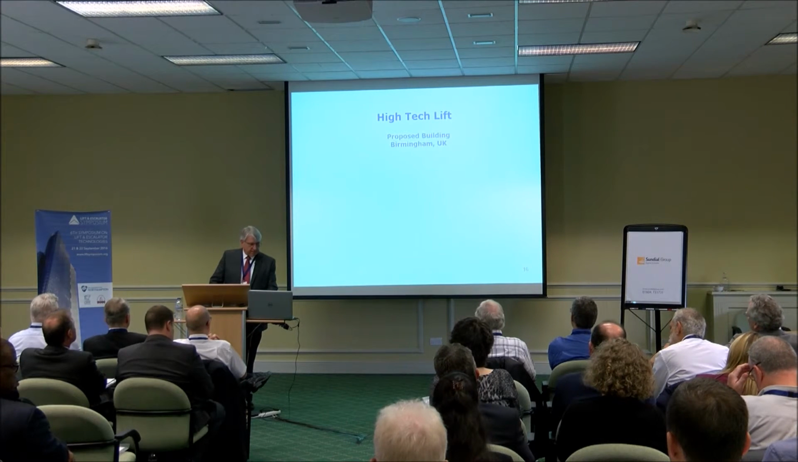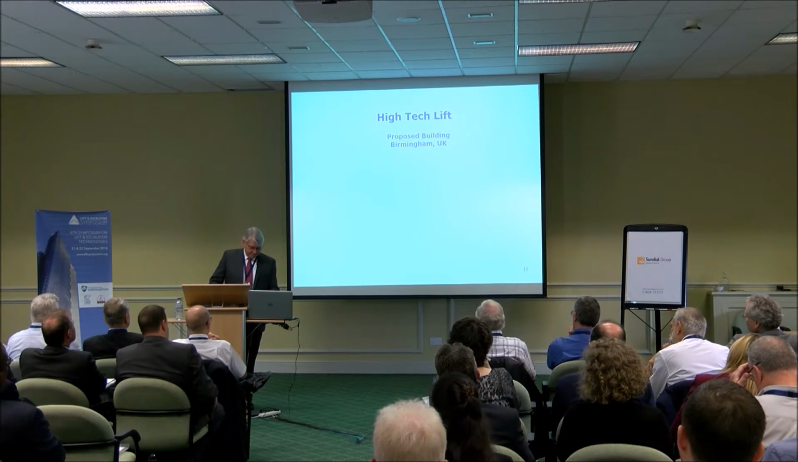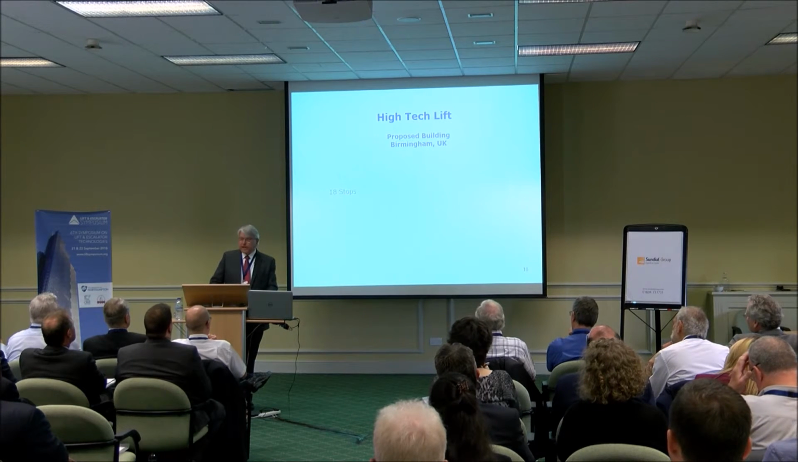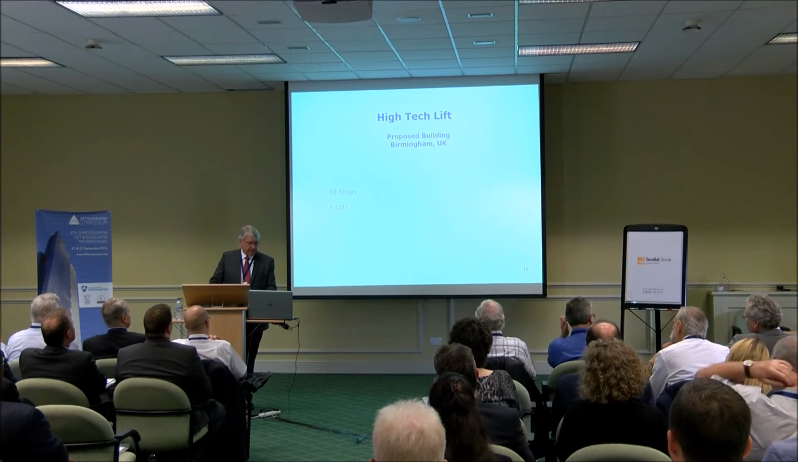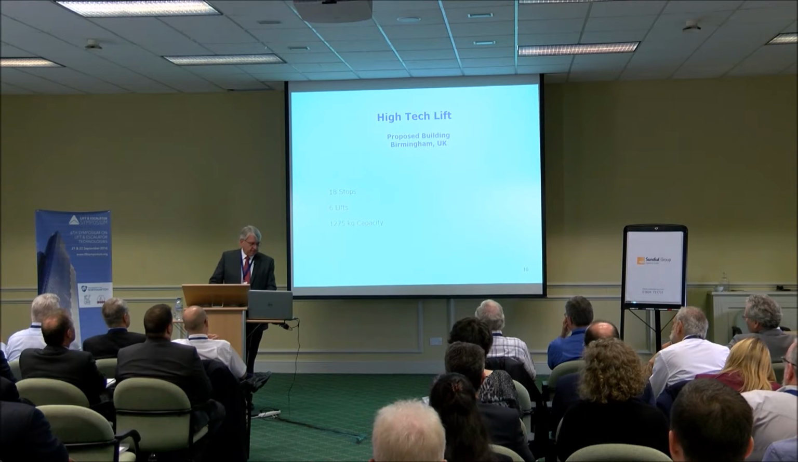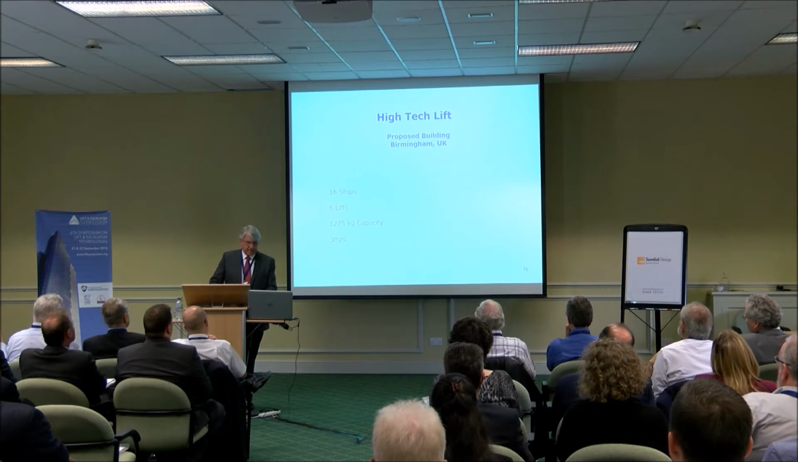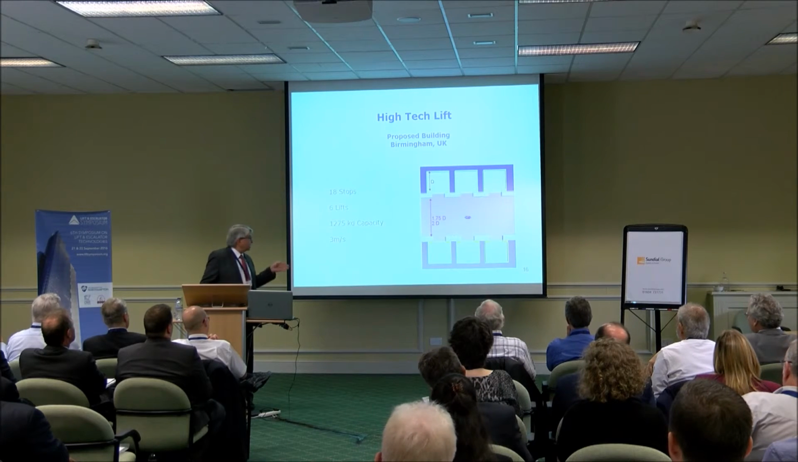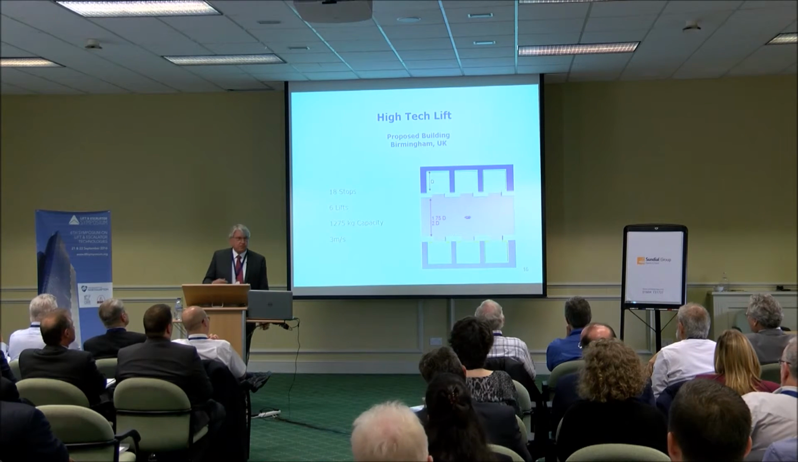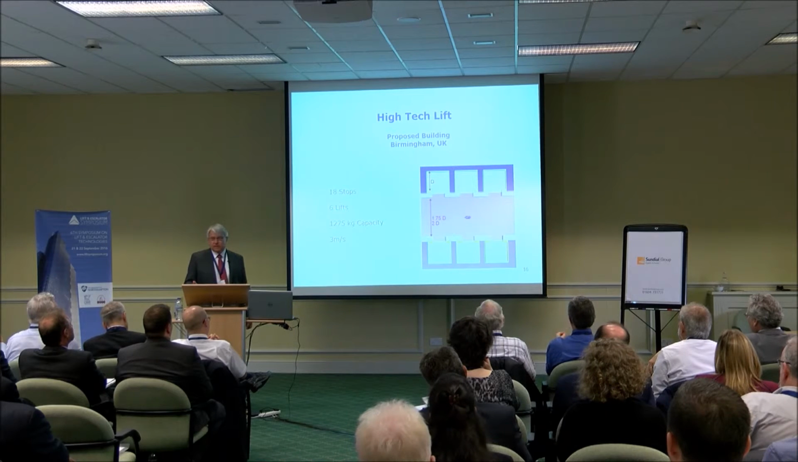So let's take a proposed building in Birmingham again. So we get to be 18 stops. It's going to have 6 lifts, 1,275 kilogram capacity, 3 meters per second. And the hoistways layout is going to look something like this: 3 lifts across from 3 lifts, very conventional design.